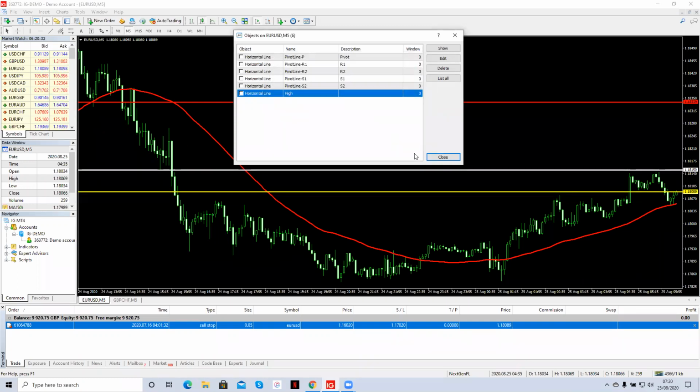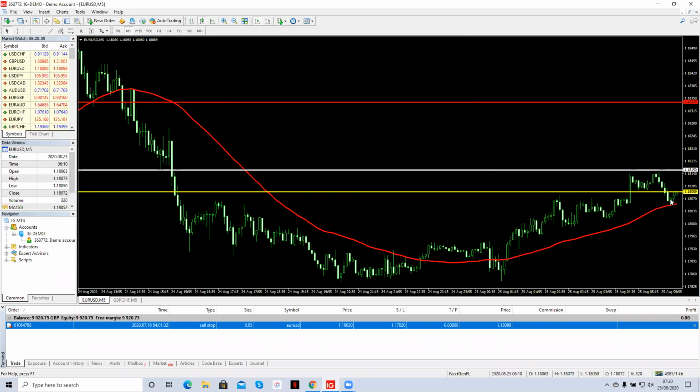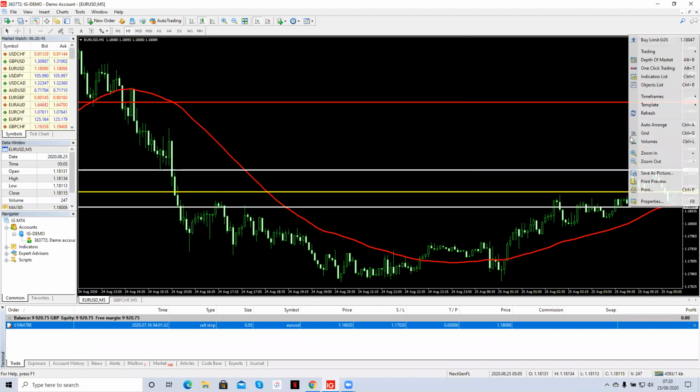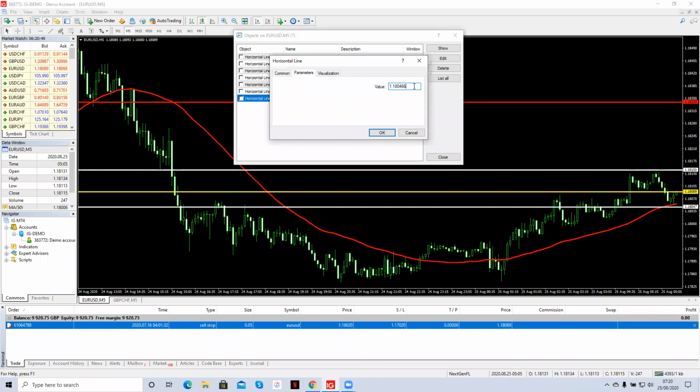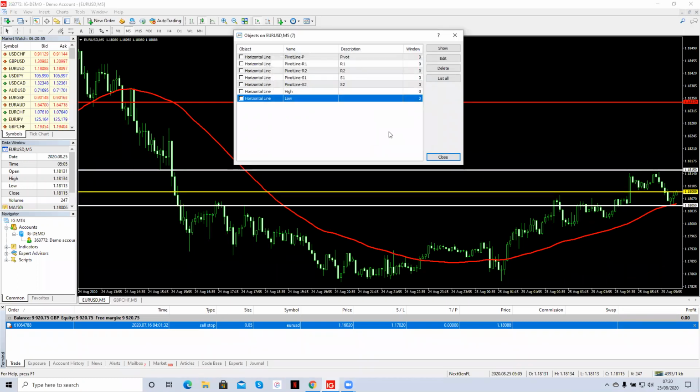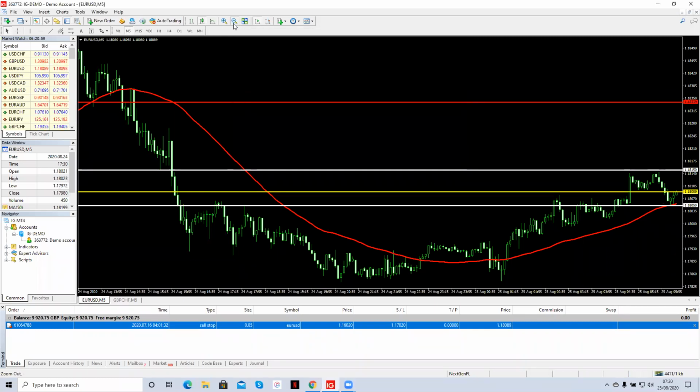That's the most recent high point in the market, and this is the most recent low for now. So that low is 1.1805. There we go. So we know that the market is now beginning to trend sideways.